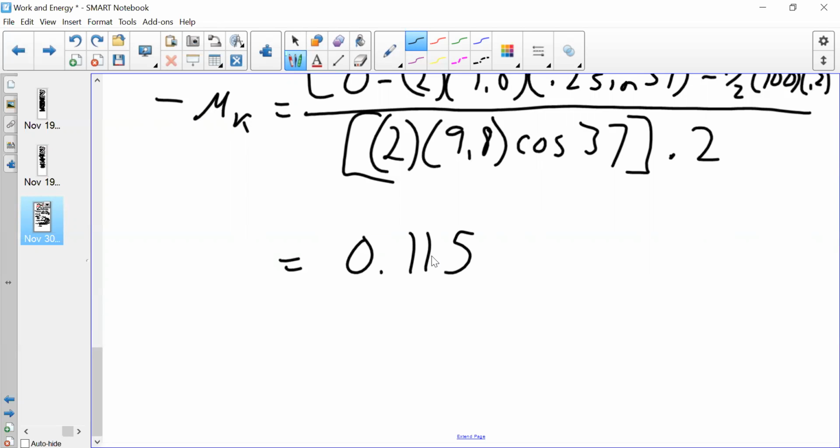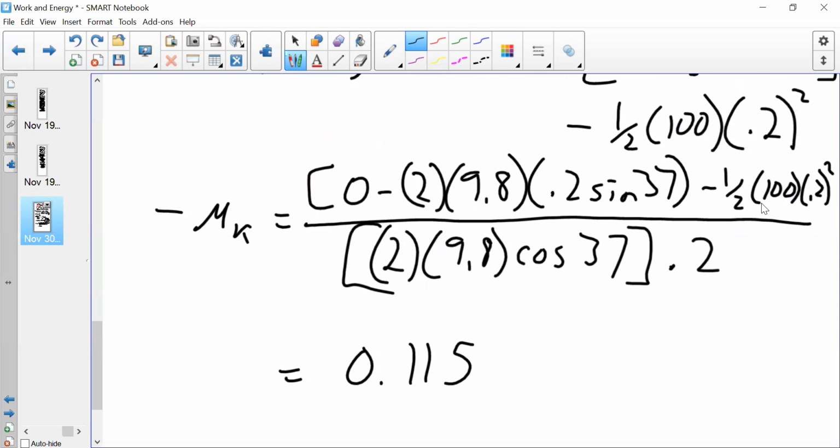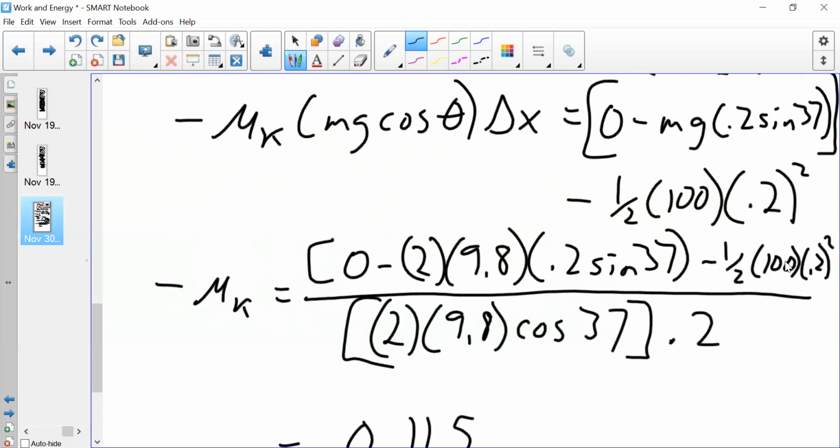Do we all get that, or any questions on any point here? Yeah, what was the minus 1/2 times 100 times 0.2 squared again? That's the spring energy, 1/2 k x squared. Okay. Yeah. So this should all be negative, divided by, and the negatives cancel out, so it becomes positive. So yep, 0.115.